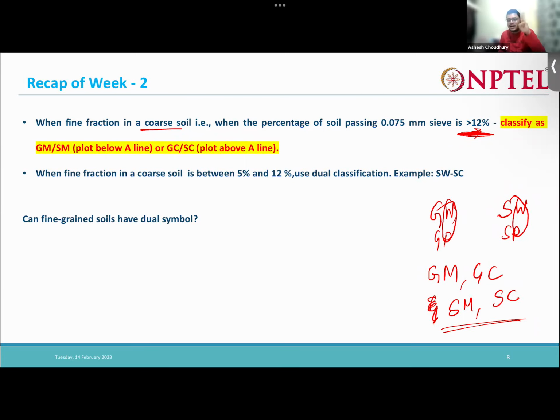Now we come to the third case, which is what if our fine fraction is between 5% and 12%? If our fine fraction is between 5% and 12%, we need to go for dual classification.